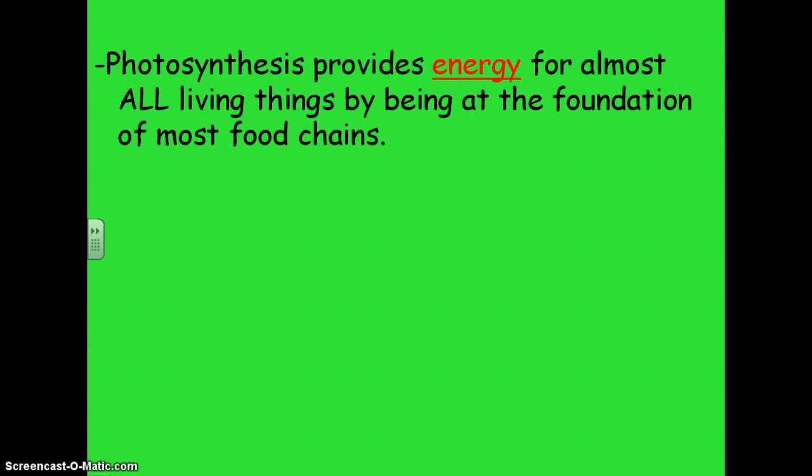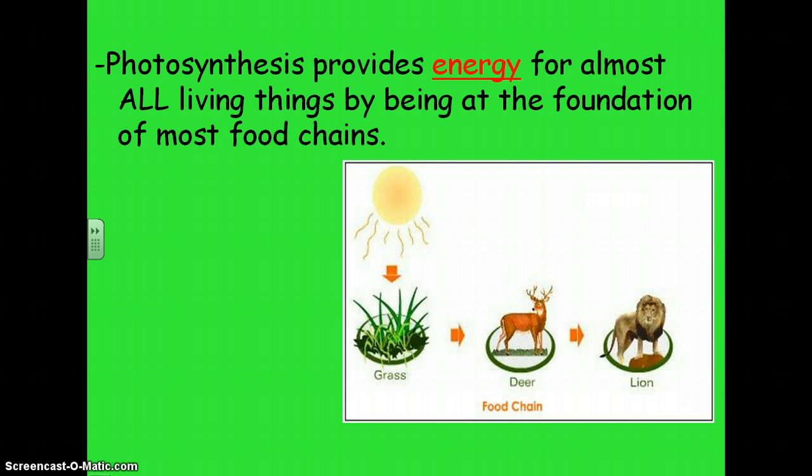Photosynthesis provides the energy for almost all living things by being at the foundation of most food chains. So here's a really great picture. When the sun lets its rays onto Earth, grasses and other plants use the energy from the sun to make ATP, which then produces glucose. It uses both water and carbon dioxide with light energy to produce glucose and then oxygen as a byproduct.